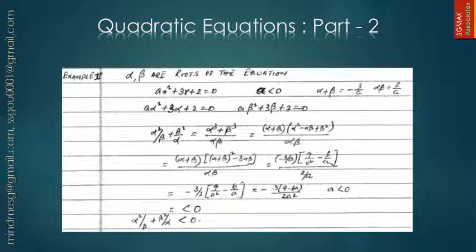So we'll say that the expression is less than 0. a is less than 0, so a squared is positive. So the whole expression is less than 0. So alpha squared over beta plus beta squared over alpha is less than 0. All right.